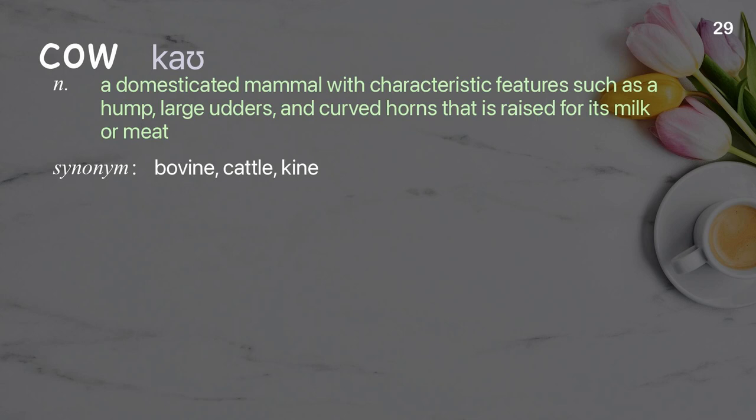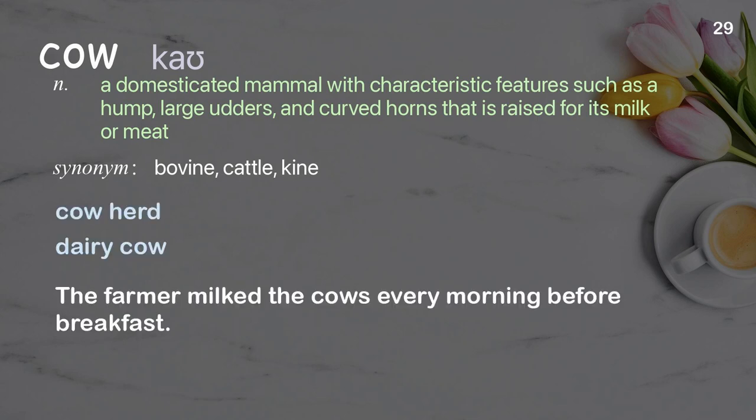Cow. A domesticated mammal with characteristic features such as a hump, large udders, and curved horns that is raised for its milk or meat. Examples: cowherd, dairy cow. The farmer milked the cows every morning before breakfast.